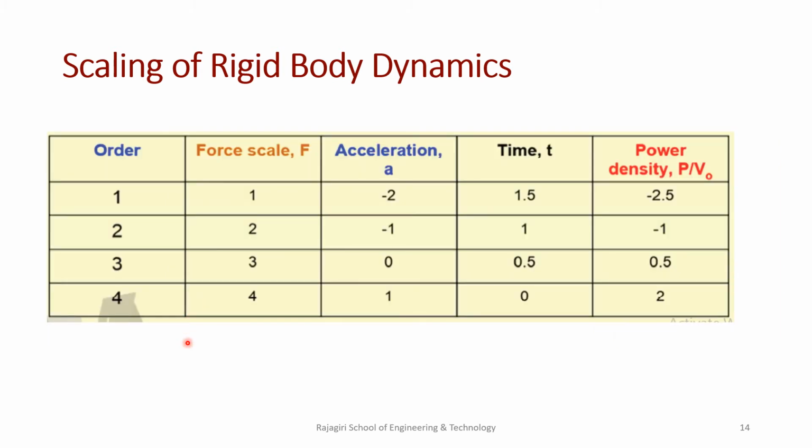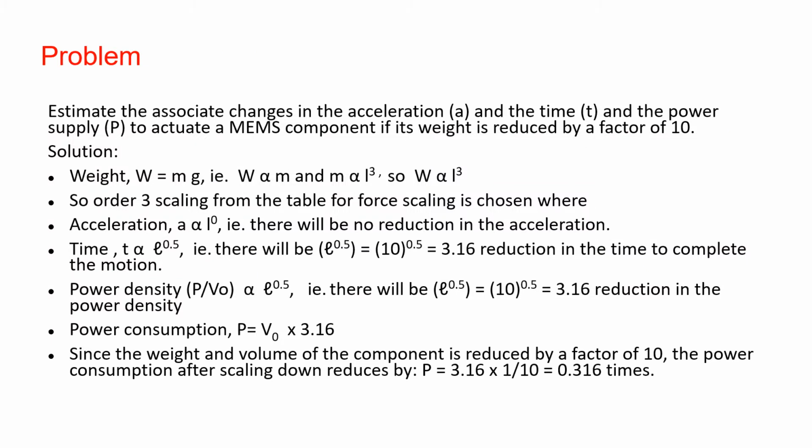This table is very useful in scaling down devices in a design process. The order number in the table, that is the first column of this table, means the order of reduction in relation to the force scaling vector, which is shown in the second column. Now, on the basis of the force scaling vector, we will estimate the associated changes in acceleration, time, and power supply to actuate a MEMS component if its weight is reduced by a factor of 10.